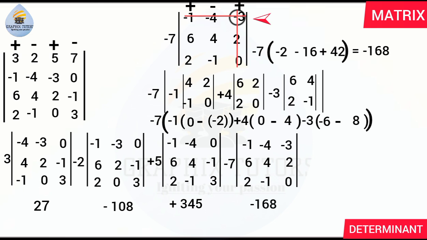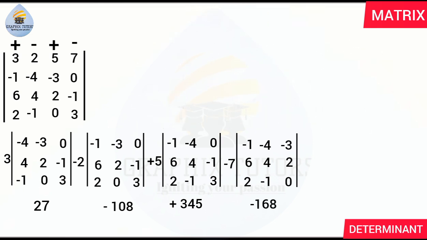So if we move further here, we will now have 27 minus 108 plus that 345 minus 168 will give you what? 96. So the determinant of this 4 by 4 matrix is given to be what? 96. Is that okay now?